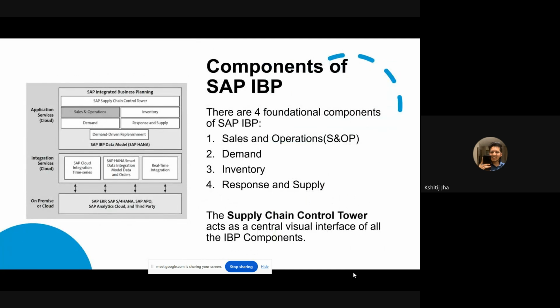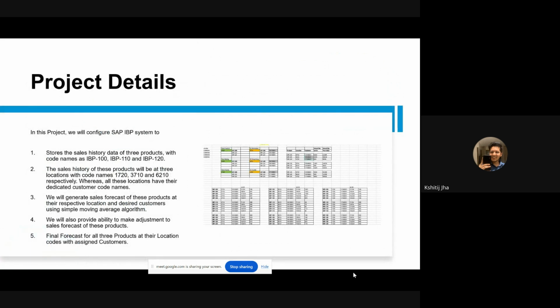As for components of SAP IBP, there are mainly four foundational components of SAP IBP. We are going to touch only one of them, that is the demand one. Apart from them, there are three more, that is sales and operation, which is popularly known as S&OP, inventory, and response and supply. So the project detail, let's deep dive into that.